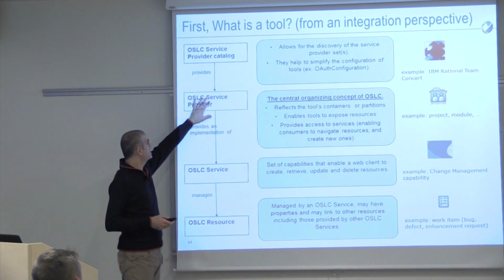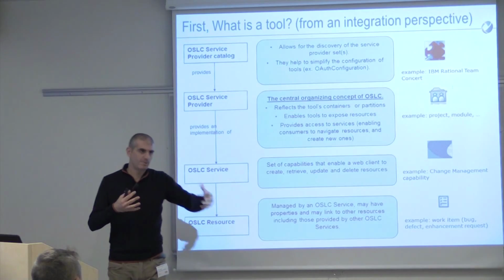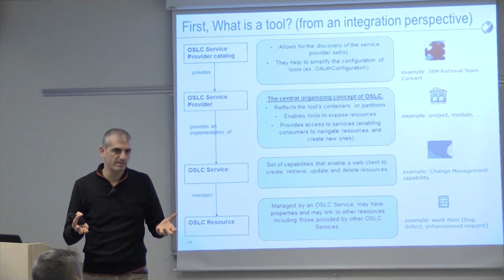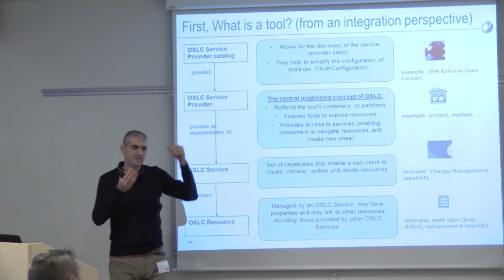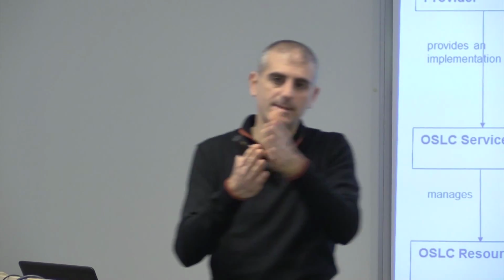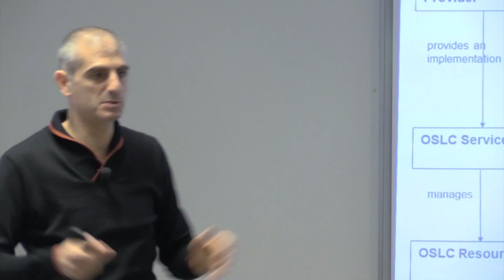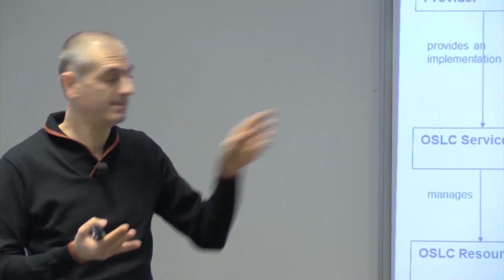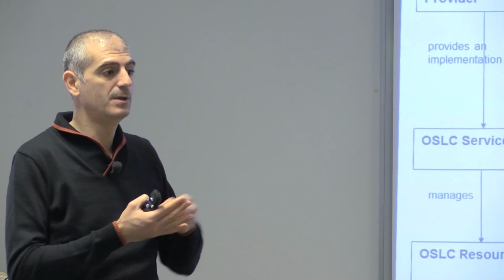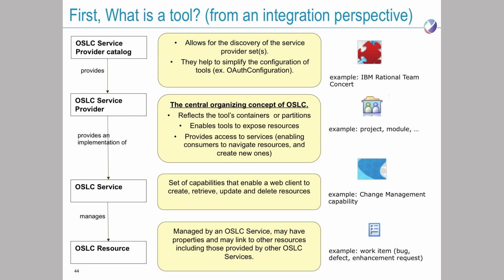And then, okay, so this is the service provider. In a tool you can have many projects, of course, so that's why you will have many service providers. And then we have the concept of a service provider catalog. That's the point where you go in and it lists the available service providers. So to navigate to a particular service provider, meaning a project or module, you start with a catalog. Then you get a list of service providers, and you say, okay, this is the project I want to work on.